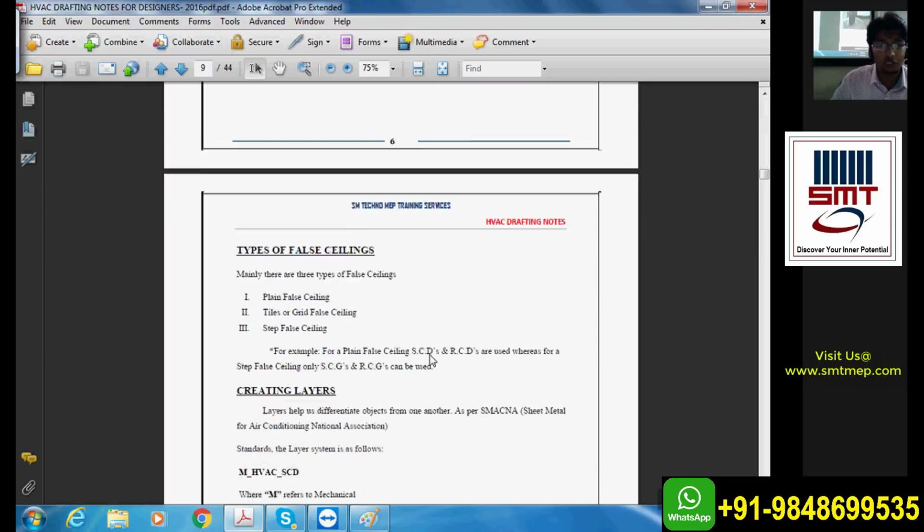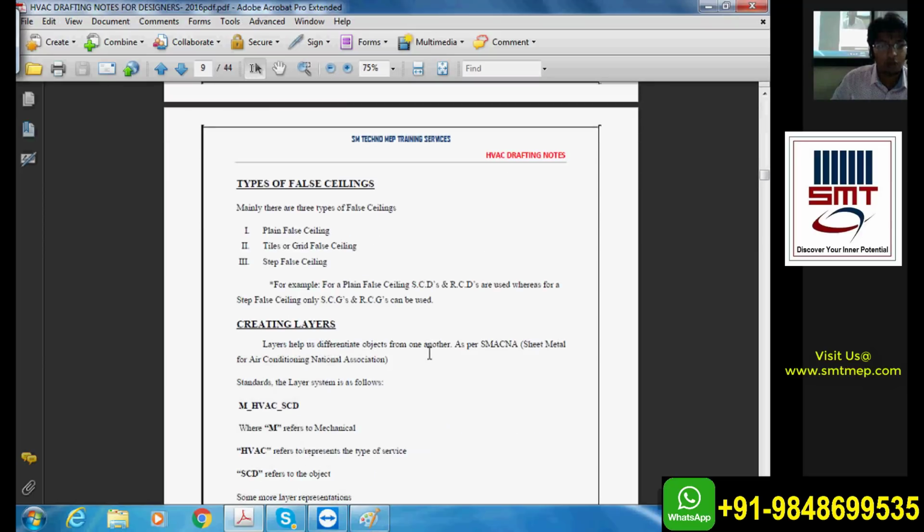And then on the next page, that is page 7, from here onwards you have only things that are meant for reading and understanding. Different types of false ceiling. We all know there is a plain, tile, and step false ceiling. So on the plain and tile false ceiling is what we are going to apply the diffusers. Why? Because the diffuser is in the shape of a box, in a shape of a square. So that can be fixed very nicely into the tiles or the plain false ceiling.